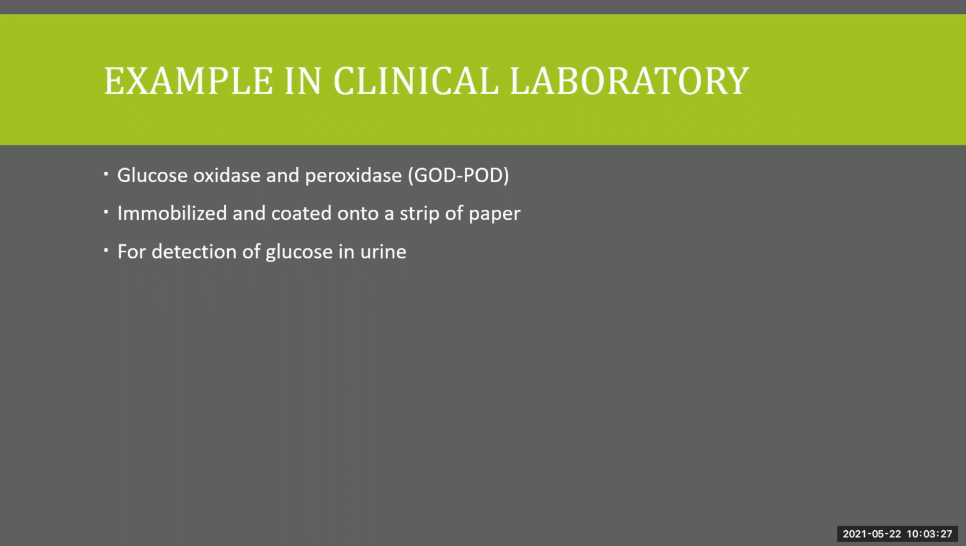The different methods have different grading scales, but every single dipstick method utilizes the immobilized enzymes. That's what I was trying to tell. So this method is used for semi-quantitative estimation of glucose in urine. That's one example we can give where immobilized enzymes are utilized. So that completes the session.